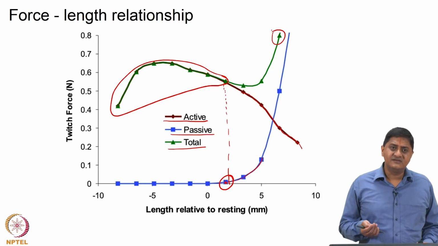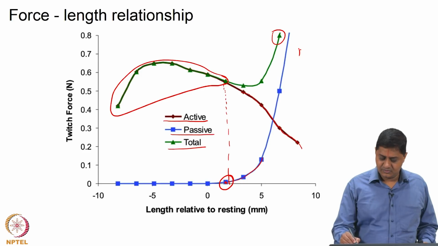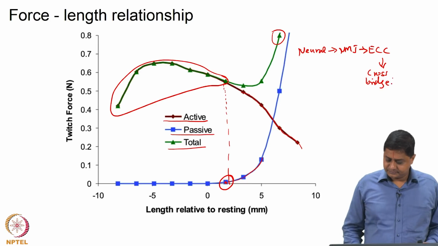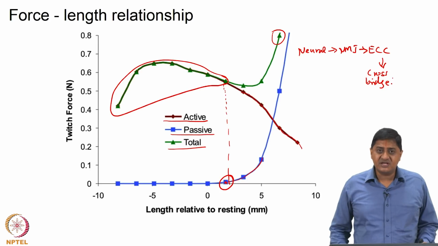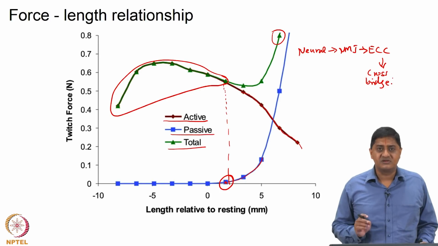Active resistance is the resistance that is produced by cross bridge formation, by neural control. So, basically neural control to neuromuscular junction, to excitation contraction coupling, to cross bridge formation. It is this that causes the active force. Passive force on the other hand is caused purely by the passive properties of the contractile proteins that form the muscle.